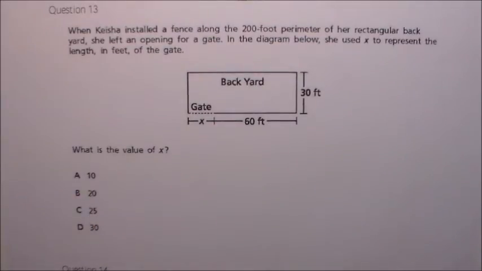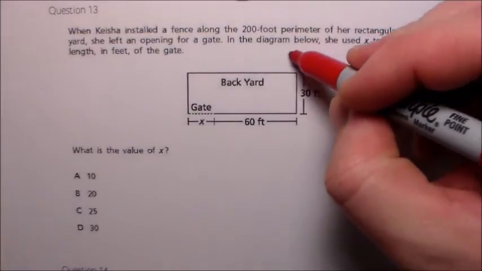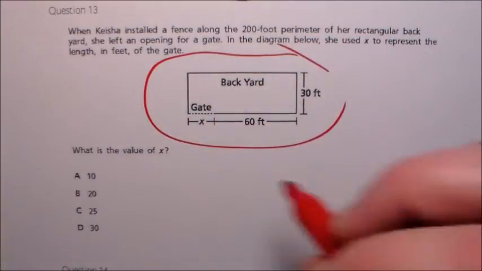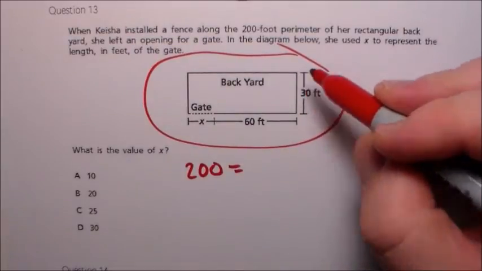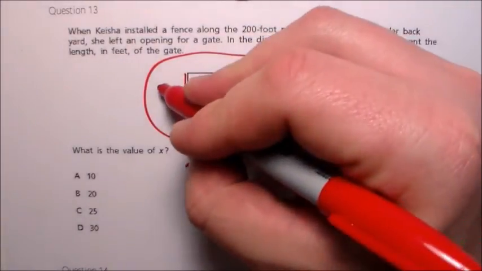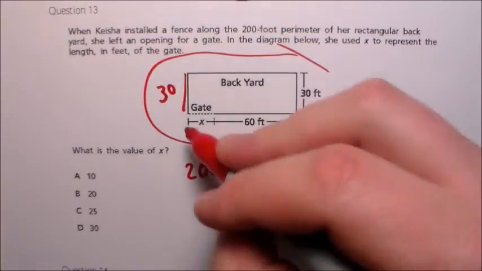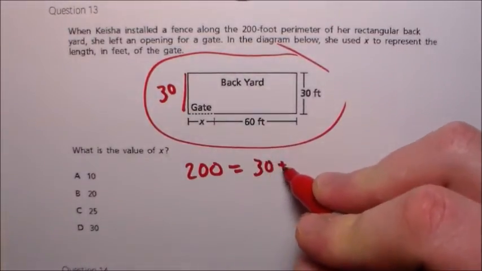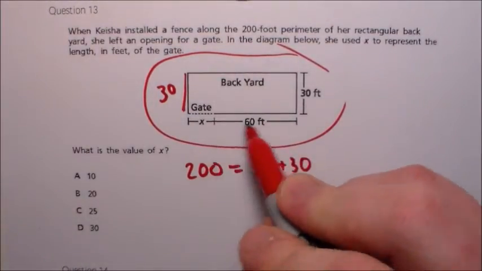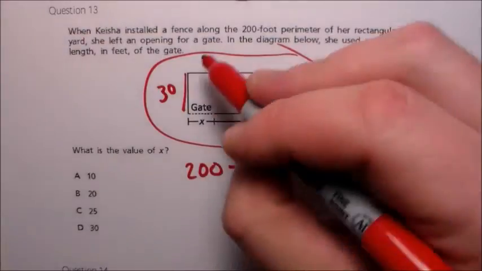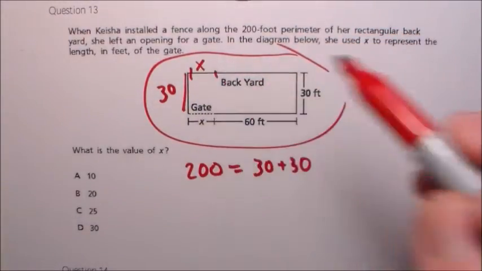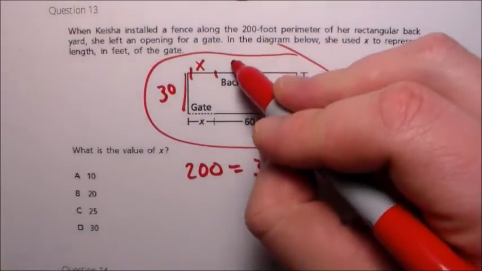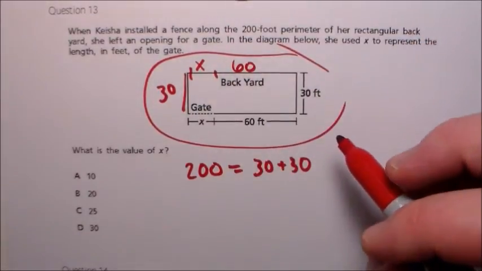Okay, so we know the perimeter of this whole thing is 200. So 200 is going to equal 30 over here plus another 30 over here, right? Because you got to go all the way around. So 30 plus 30, and we have 60 plus x here. So we're going to have the same measurements on this side. It doesn't mean another gate's going on this side. It just means the same measurements are on that side, right?